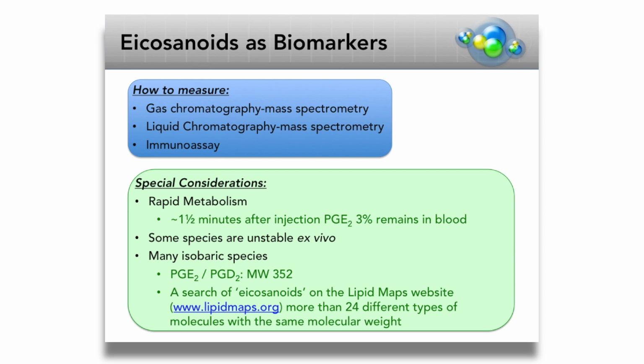Some species are unstable when a sample is taken and left at room temperature ex vivo, so sample handling is very important. And further, there are many isobaric species. For example, two of the main parent prostaglandins, prostaglandin E2 and prostaglandin D2, both have a molecular weight of 352. A search of eicosanoids on the Lipidomics website, www.lipidmaps.org, shows that there are more than 24 different types of molecules that have this same molecular weight of 352. And please note that this is 24 different types of eicosanoids. This does not include different isomers of these same compounds.